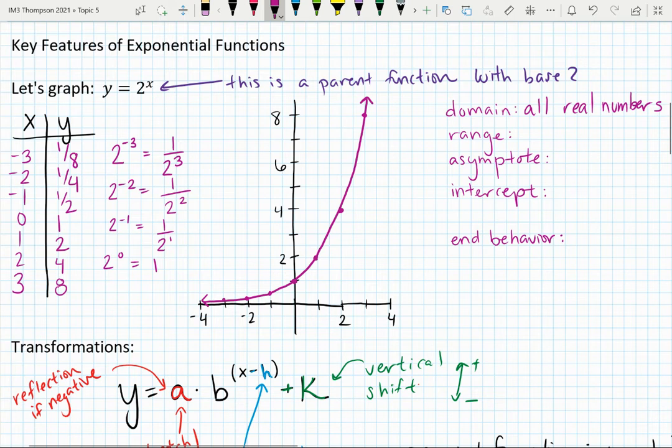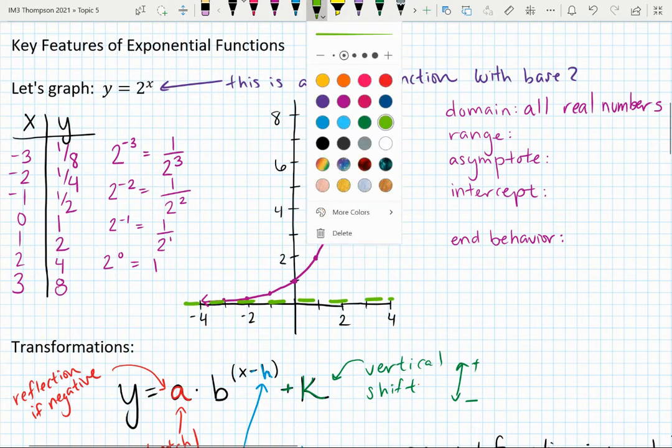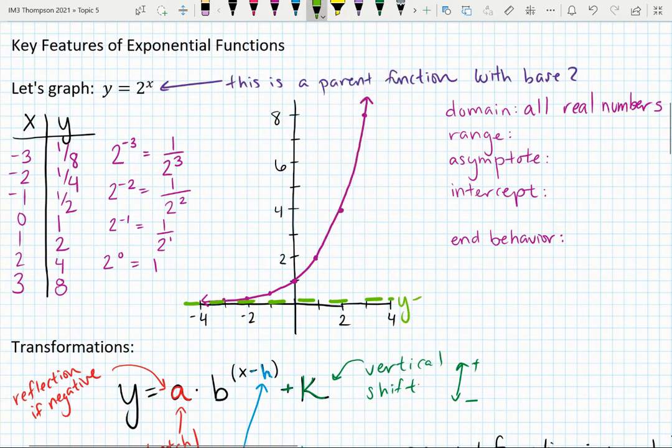Now the range is not going to be all real numbers. As I look at the graph going up, it goes on forever and ever. But as I look down, the left-hand side of this graph is going to get closer and closer to the x-axis, and it's never going to cross it. So I have this asymptote here. In this case, it's on the x-axis. I'm going to draw that in. And this asymptote in this case is on the line y equals 0.